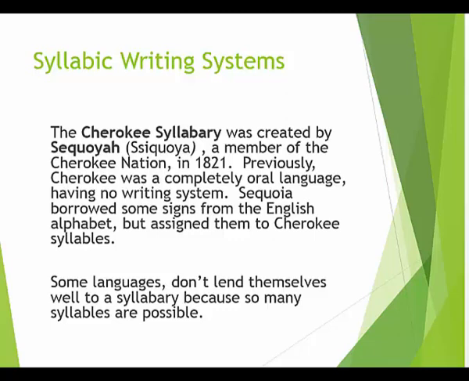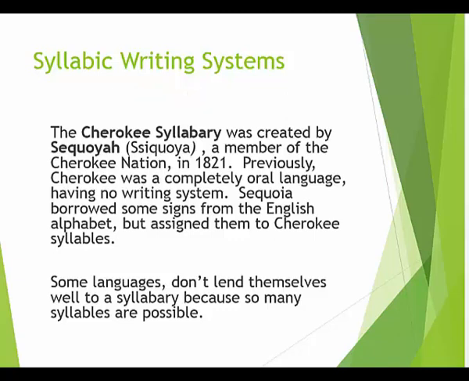One of the most famous syllabaries was created relatively recently by Sequoyah, a member of the Cherokee Nation, in 1821. Previously, Cherokee was a completely oral language having no writing system. Sequoyah borrowed some signs from English, but assigned them to Cherokee syllables. He got his idea as a silversmith who was interacting with some white traders, and he called the writing that the traders used talking leaves and set out to create one for his own native language.